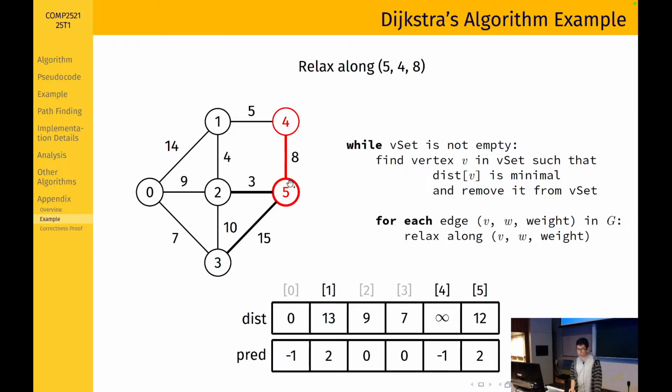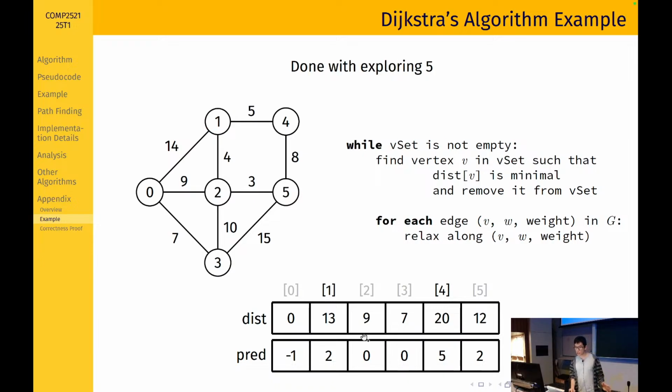Okay, now the edge gives us a new path from 0 to 4, right? And the cost of this path is going to be 12, which is the distance from 0 to 5, plus 8. Okay, so that's 20. And since we haven't found a path to 4 yet, we're definitely going to update our distance and our predecessor. So the new distance is 20, and the predecessor is 5. Okay, now we're done with 5.